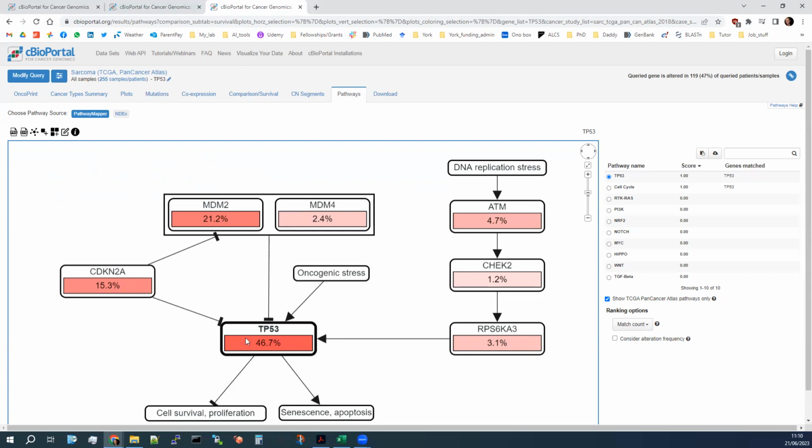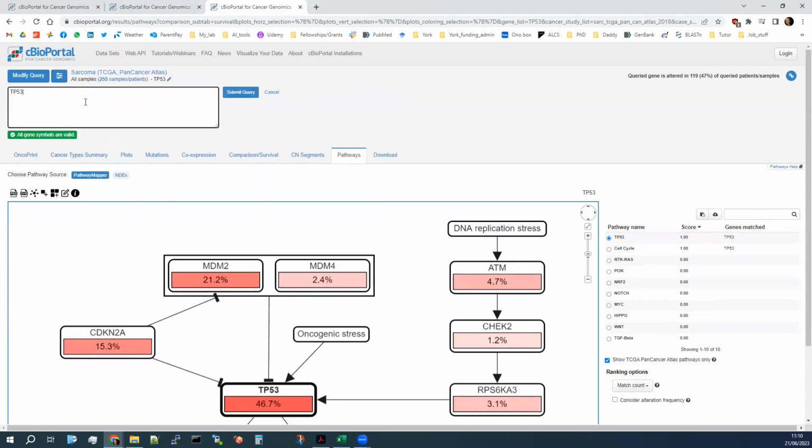Now, if the cancer is trying to inhibit P53 overall, why would there be mutations in these genes? It doesn't really make sense. So what's actually happening here? Let's find out. So we go up to this little edit genes at the top, and we physically type in MDM2 and CDKN2A. Okay, so all symbols are valid. We can submit this query.